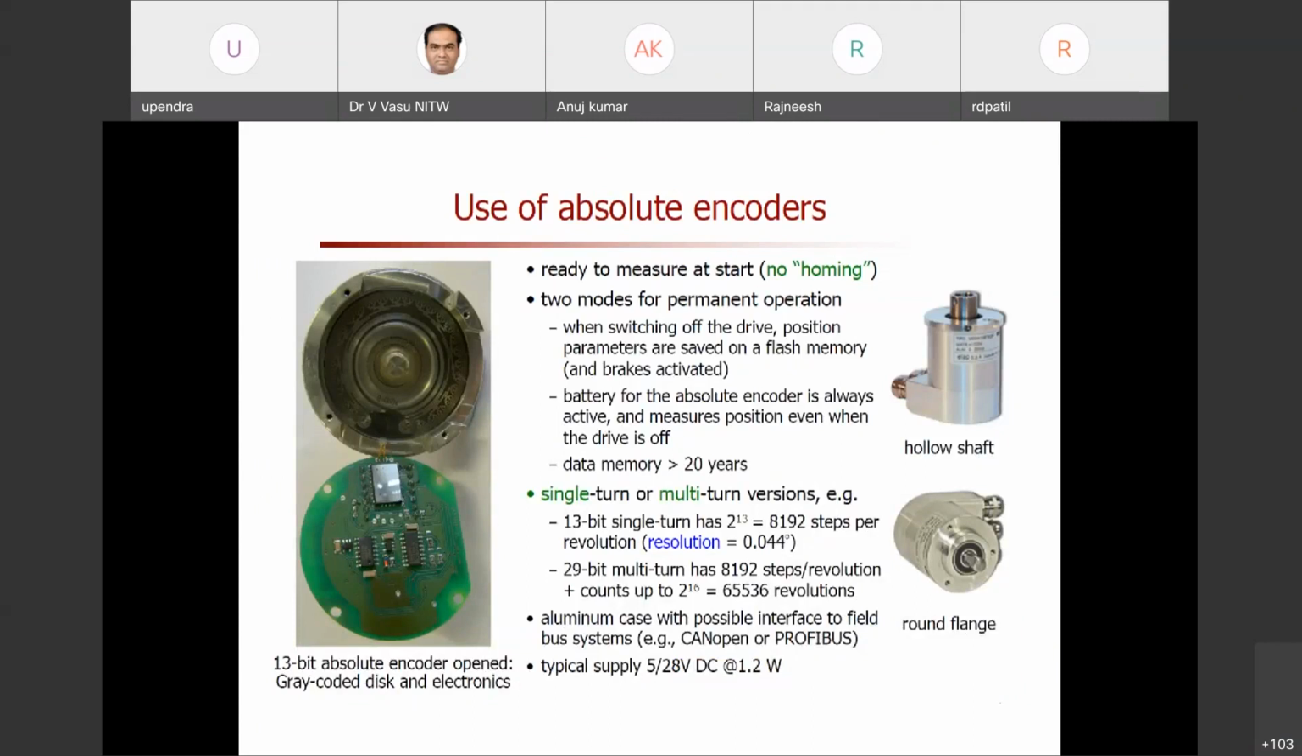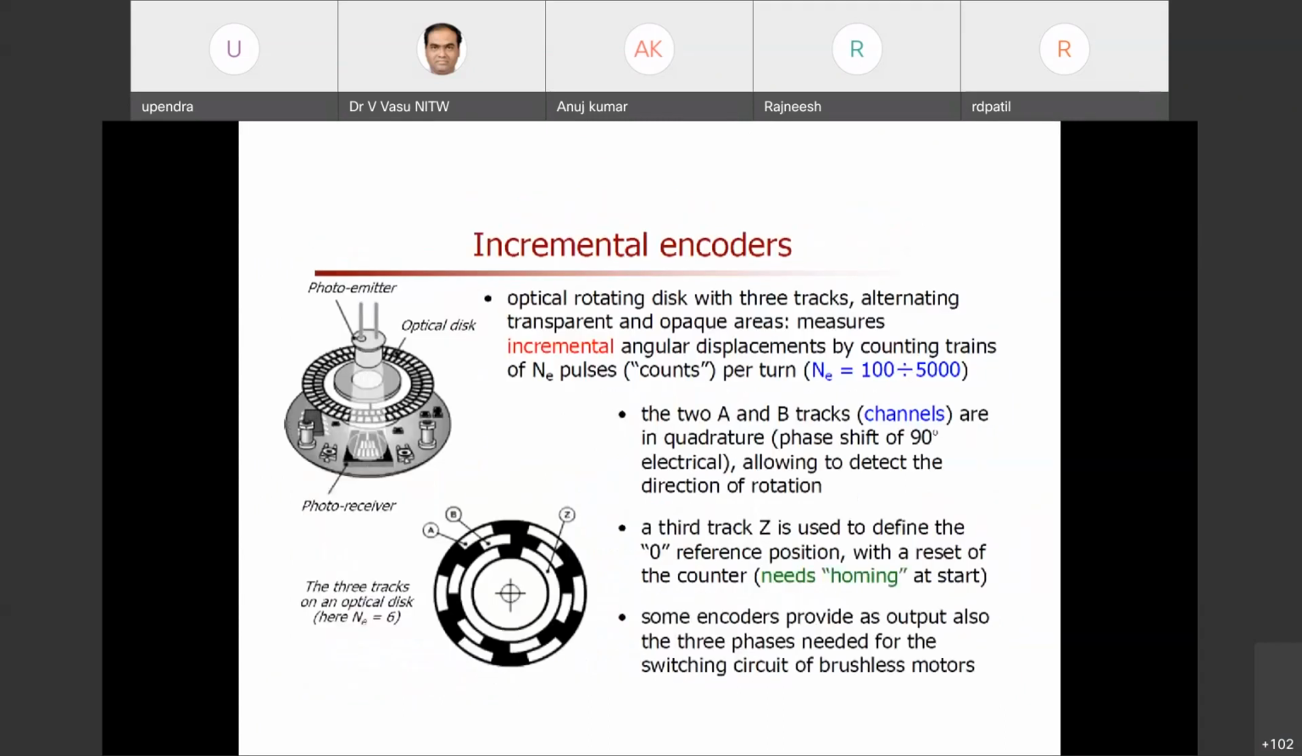Okay, so the absolute encoders. The main advantage is that homing is not required. Homing means the start point. Suppose you are rotating this, this is going to be the start point and this is going to be the end point. Homing is not required. You can start from any position and measure. The absolute encoders are very costly.